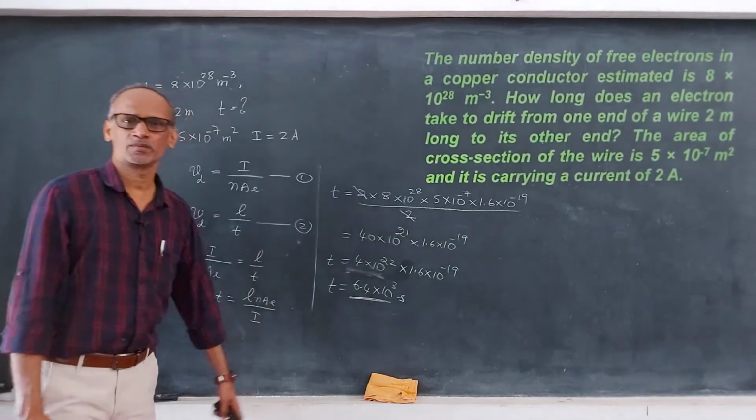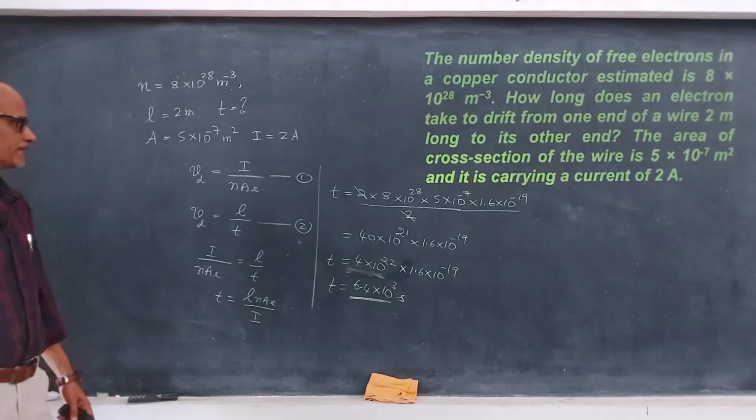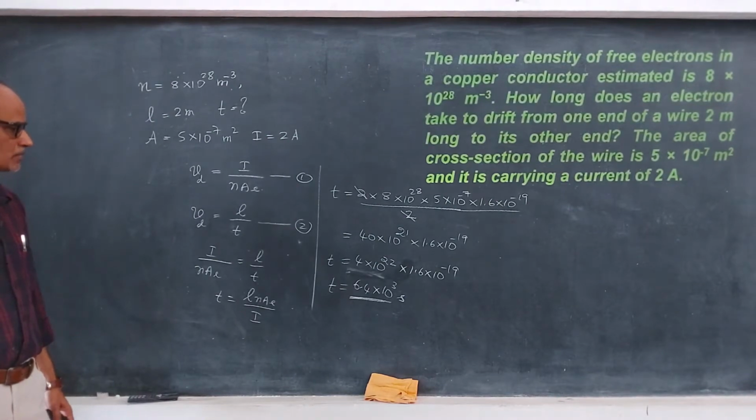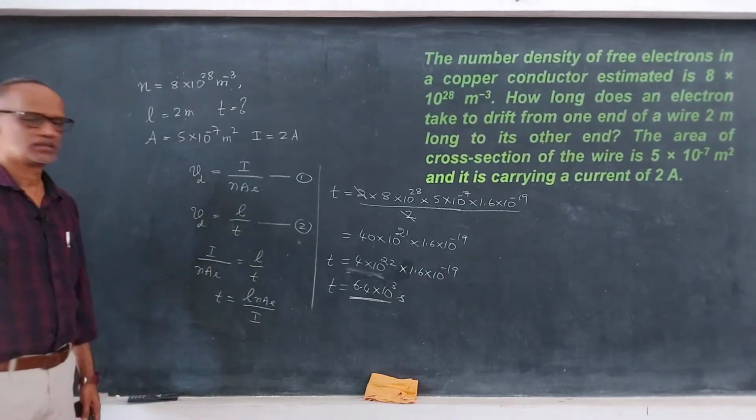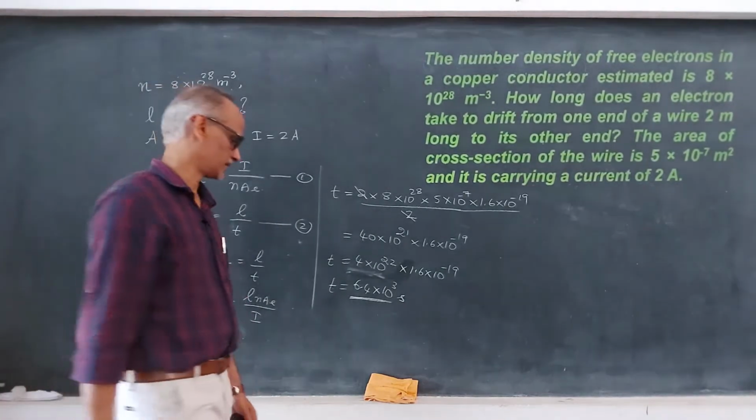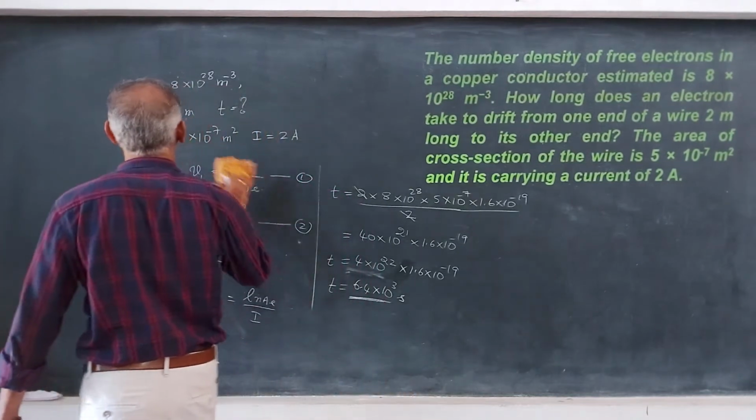All right, so hope you have understood now the value of the time taken to cross the conductor is given by this. Again, it's a direct substitution problem. The only thing is, you have to equate two equations together here.